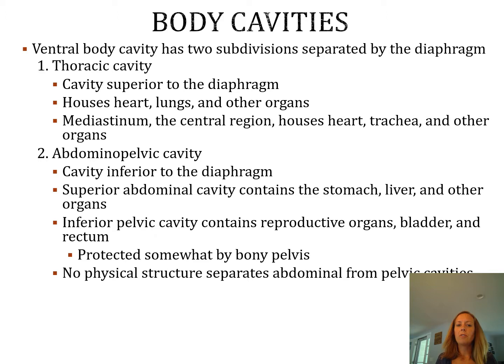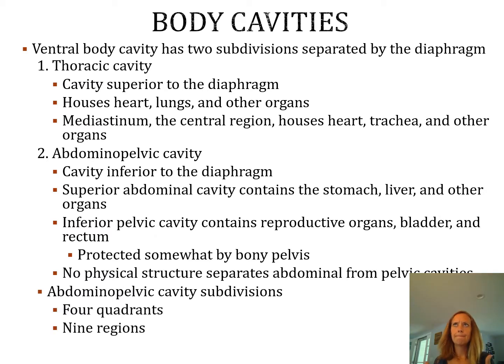The top of your abdominal cavity is going to contain the stomach, liver, pancreas, gallbladder, small intestine, large intestine, spleen, and kidney. I think that's all of them. And then the bottom half is going to contain your bladder, your rectum, which is the ending of the large intestine, and your reproductive organs.